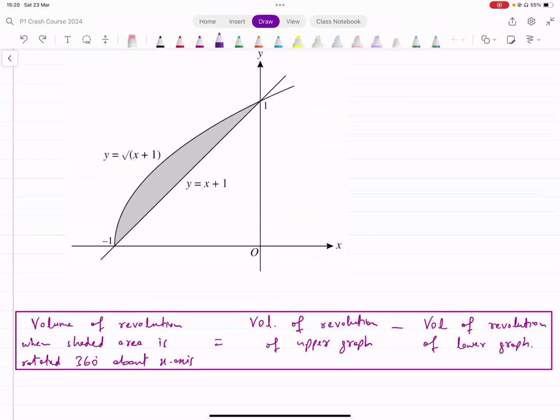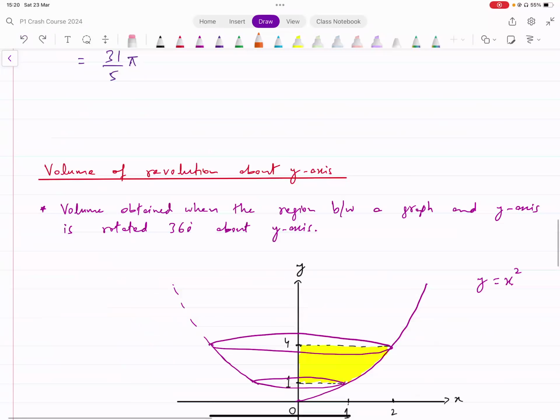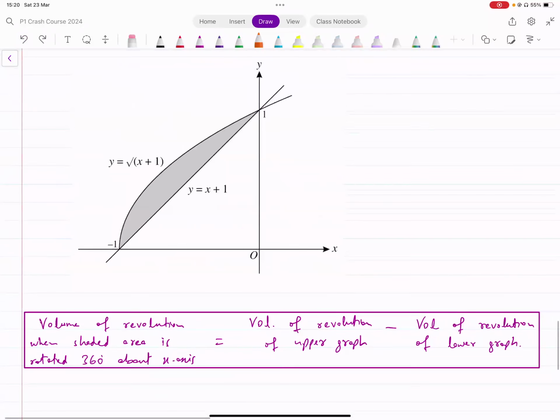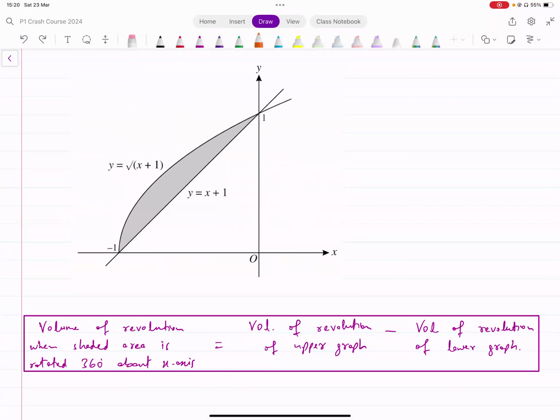Now, because of that, whatever is the larger volume that you get, you subtract from that the smaller volume. So you find the volume of revolution of both graphs separately, subtract the smaller from the larger. And that will give you the volume of revolution when the shaded region is rotated, when the area between two graphs is rotated about the x-axis or about the y-axis. You'll find the volume of revolution for each of them separately and then subtract the results that you get. Okay? I hope that makes sense.